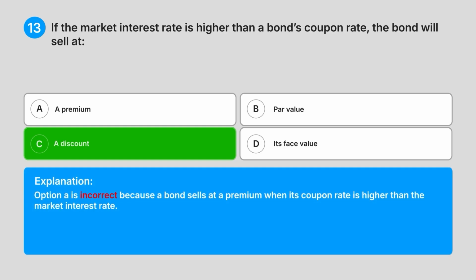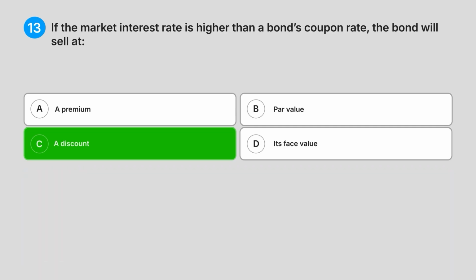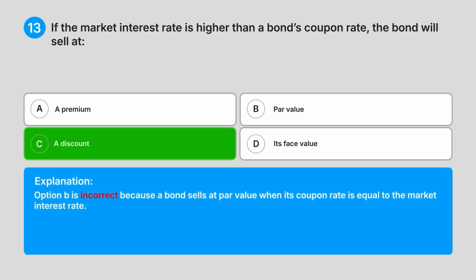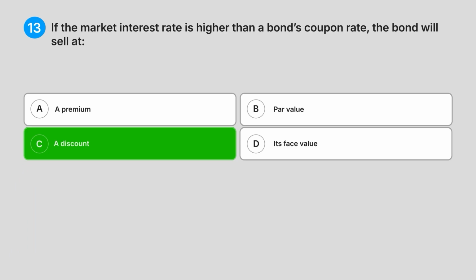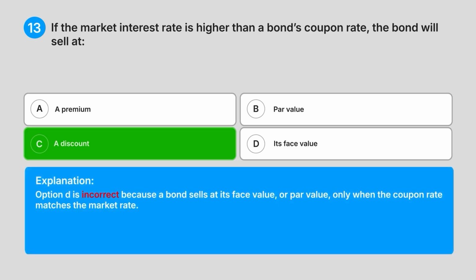Option A is incorrect because a bond sells at a premium when its coupon rate is higher than the market interest rate. Option B is incorrect because a bond sells at par value when its coupon rate is equal to the market interest rate. Option D is incorrect because a bond sells at its face value, or par value, only when the coupon rate matches the market rate.